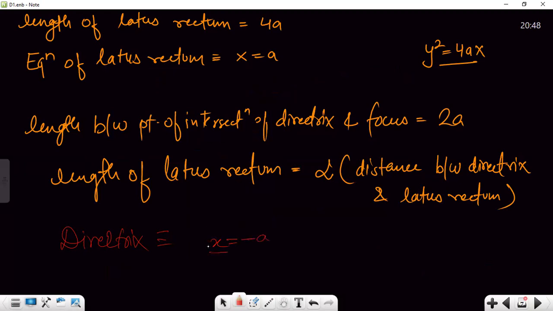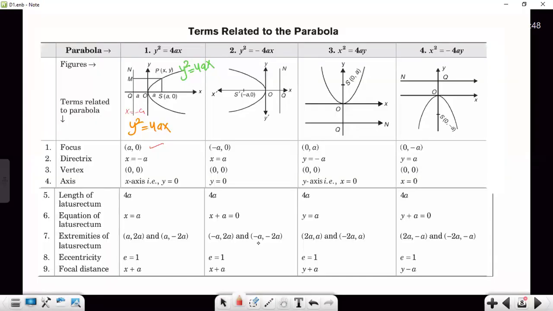X is equal to minus a. This is the equation of the directrix, a straight line. The vertex is at the origin. The axis is the x-axis, the line that the parabola is lying upon. So y is equal to 0.